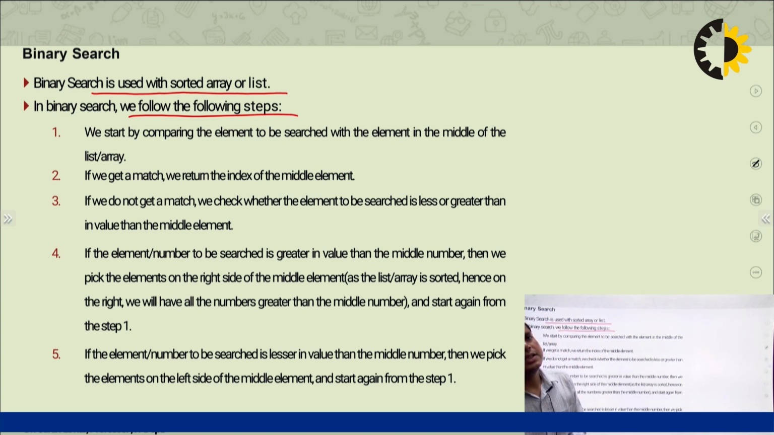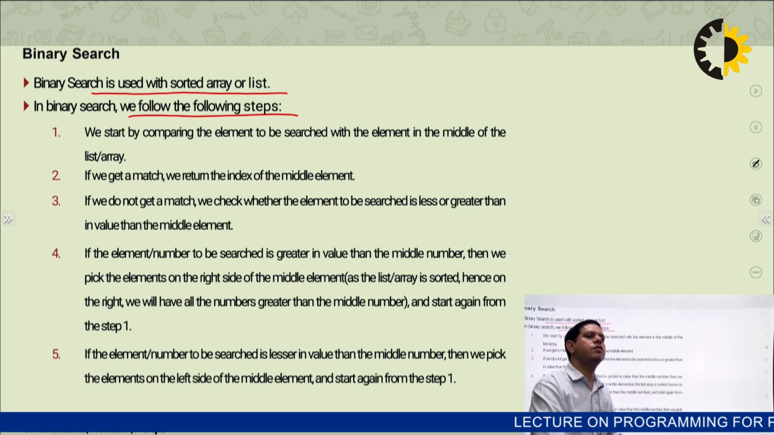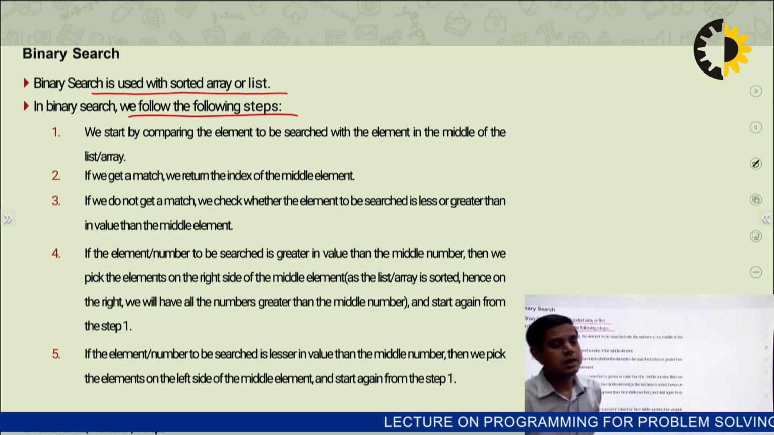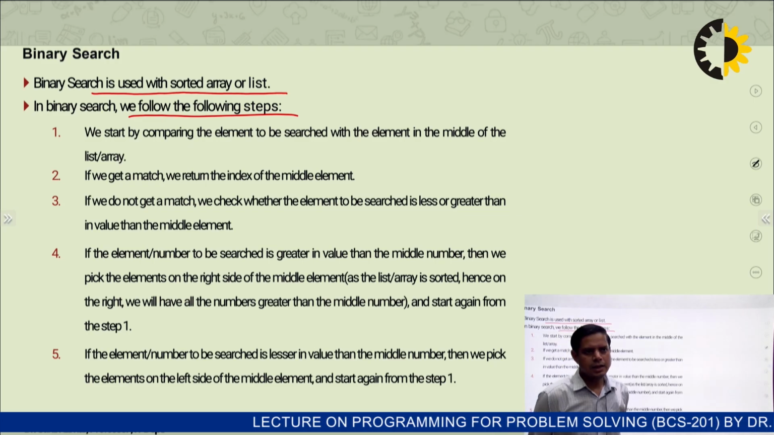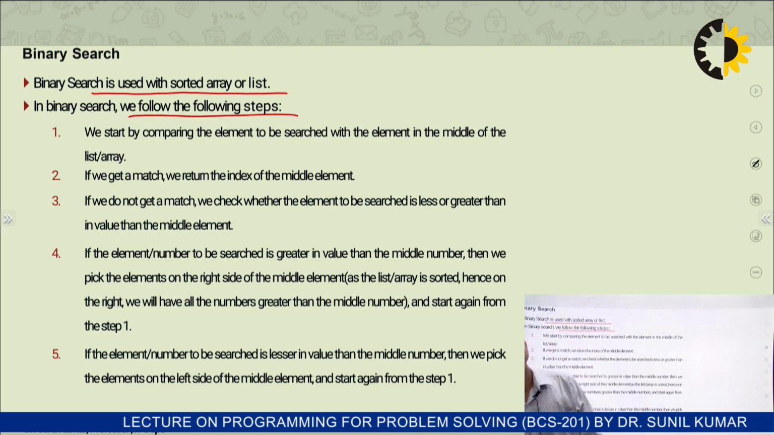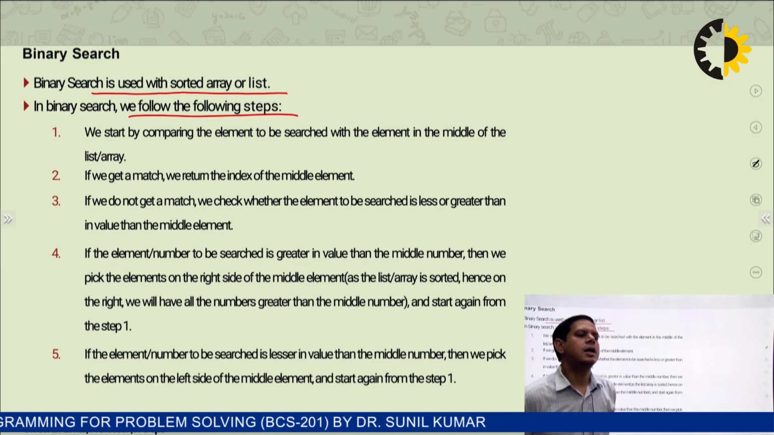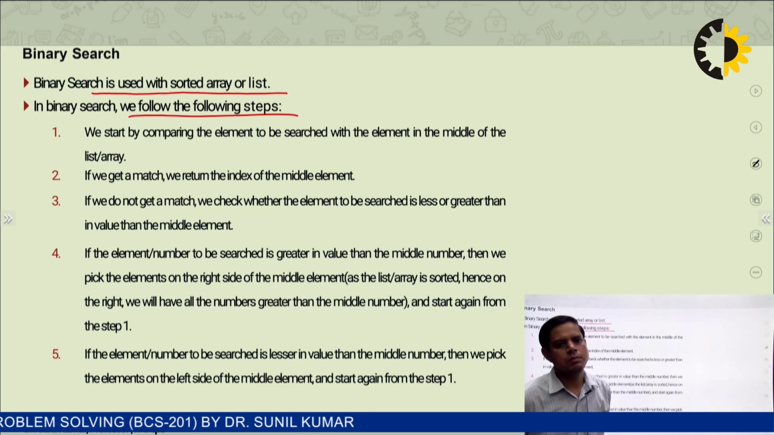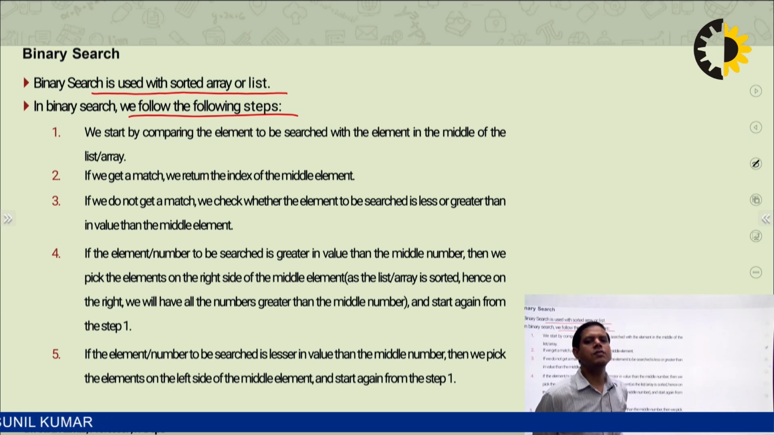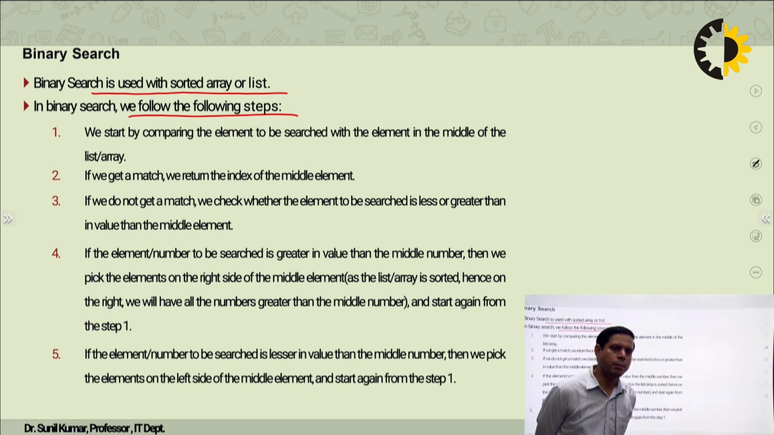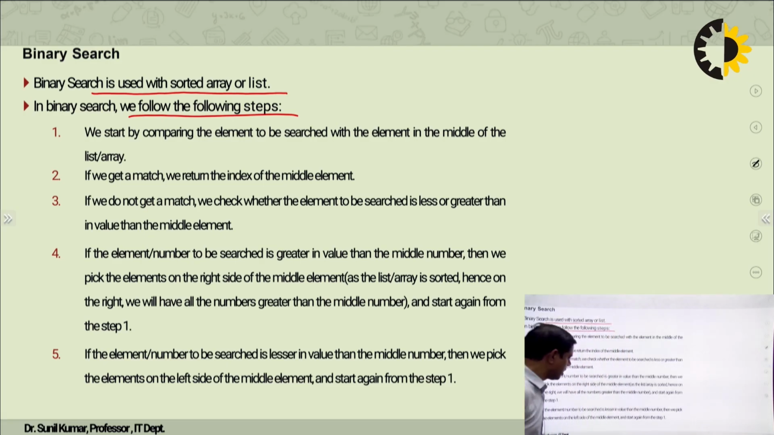If it is less, then we will come to know that the element exists in the first half of the given array. If it is greater, then the element exists in the second half of the given array. If it exists in the first half, then the upper bound will be mid minus 1, because already we have compared with the mid element. If it exists in the second half, then the lower bound will be mid plus 1. That's the process in the case of binary search. Let me discuss with the help of an example.